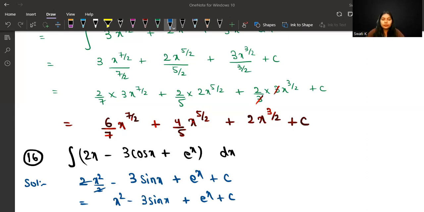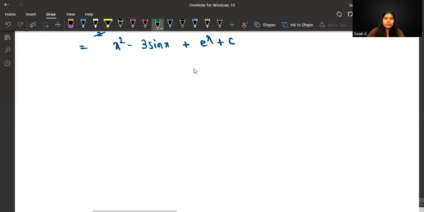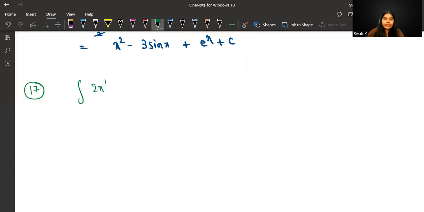Now we can move to the 17th question. So the 17th question we have: integrate 2x square minus 3 sine x. Okay, now we have to integrate sine x. Integration 2x square minus 3 sine x plus 5 root x dx. Okay, so we have to integrate this.